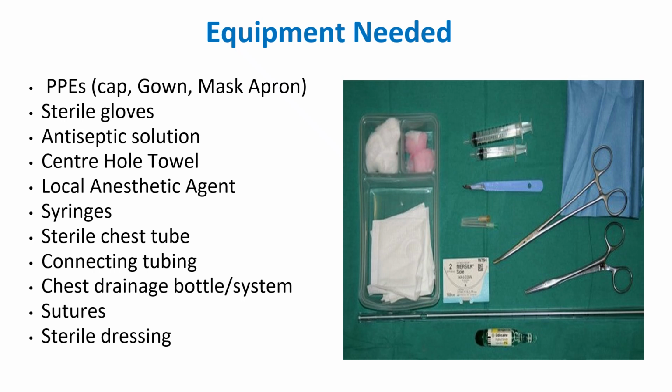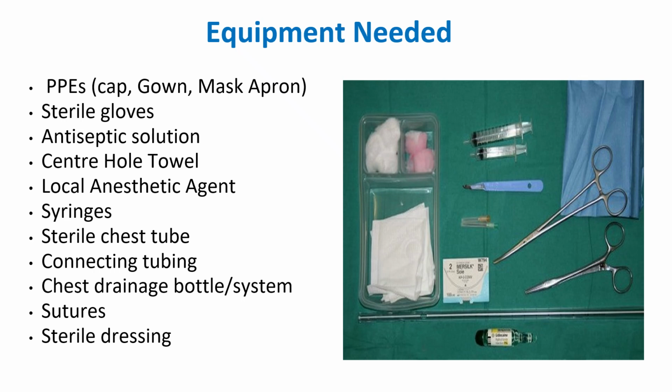So they will give local anesthesia, for which we need to take and keep the local anesthetic agent, usually xylocaine. Then to withdraw the xylocaine, we need to have syringes. So please take and keep the syringes at the bedside. Then sterile chest tubes of required sizes, and we need to have the connecting tube, the tube which connects the chest tube and the drainage system.